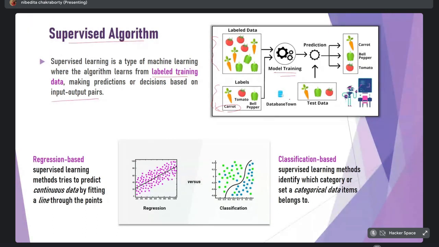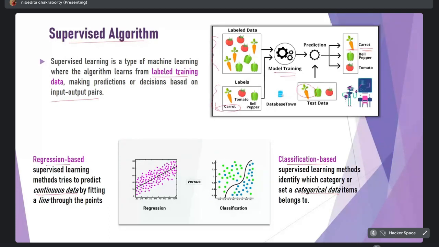What does input output mean? The test data is the data that we are predicting on. We give this data to the machine learning model, and it gives the output. So this is the input and output pair. Supervised algorithms have two types: regression based and classification based. The main difference is the type of data we use. The data in regression is continuous data, and the data in classification is categorical data.